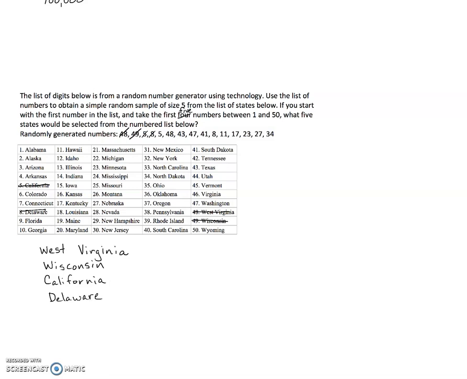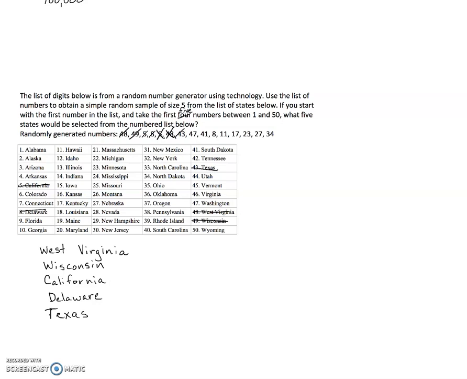The next number is 5, but we've already picked California and we do not want to repeat states. So we're going to ignore that. The next number is 48. Well, that's West Virginia again, so we'll ignore it. Now our next number is 43. Well, we haven't used Texas yet, so Texas is going to be our 5th state.